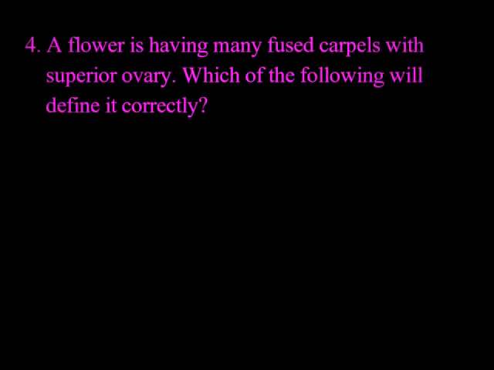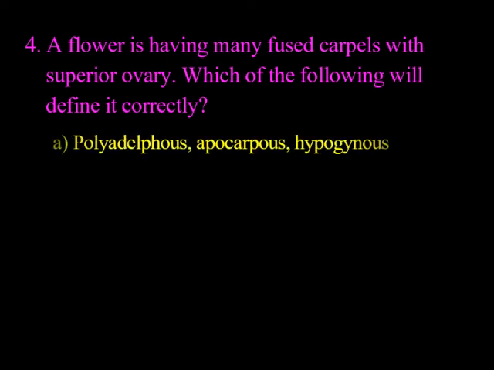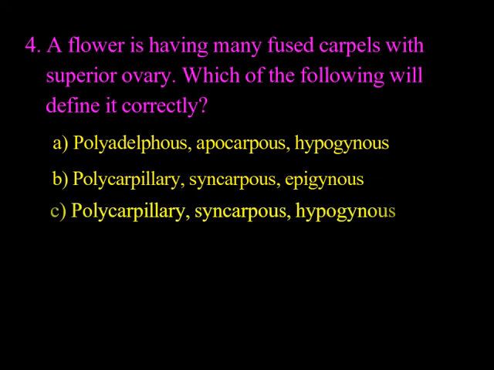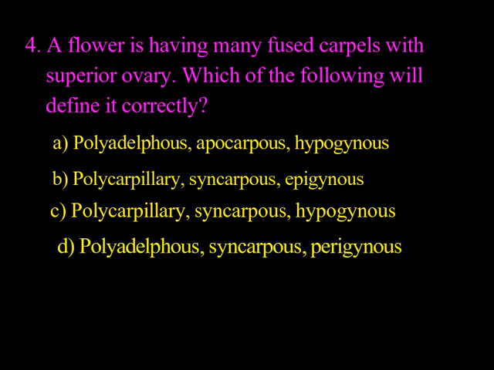Fourth, a flower is having many fused carpels with superior ovary. Which of the following will define it correctly? A. Polyadelphous, apocarpous, hypogynous. B. Polycarpellary, syncarpous, epigynous. C. Polycarpellary, syncarpous, hypogynous. D. Polyadelphous, syncarpous, perigynous. Fifth, which of the following accessory whorls is present in flowers having epiphyllous stamens?